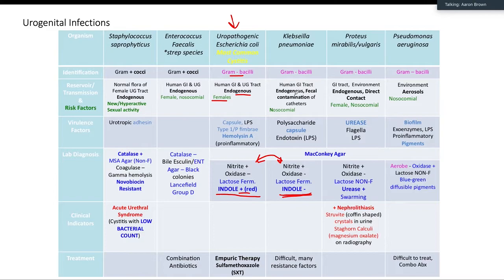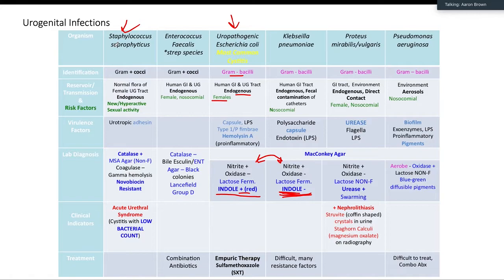But here we really look for some sort of exogenous source. So Klebsiella is very common in patients who are catheterized or in the hospital. You've got that catheter inside. Bacteria is able to grow up the side of the catheter or even be at the tip of the catheter and introduced into the bladder. In diagnosing this, it is not an indole. It's not able to metabolize indole, and so that's going to be our way of differentiating it from E. coli.